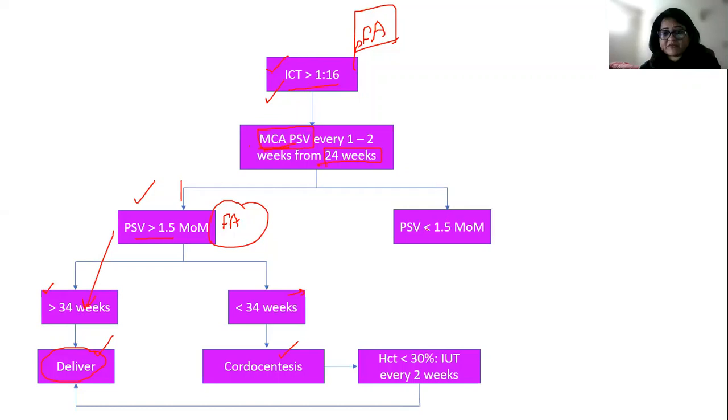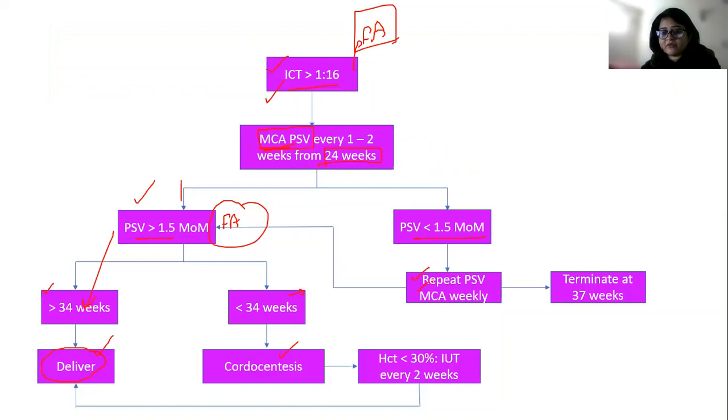But if the PSV remains less than 1.5 MoMs, what do we do? We repeat the PSV weekly, till it reaches that level or till she reaches 37 weeks, when we terminate pregnancy. So is this clear?